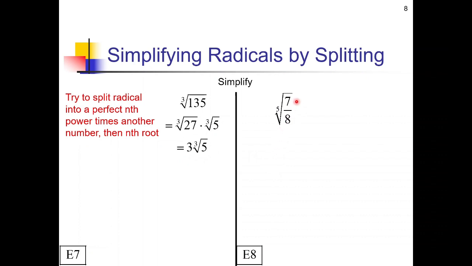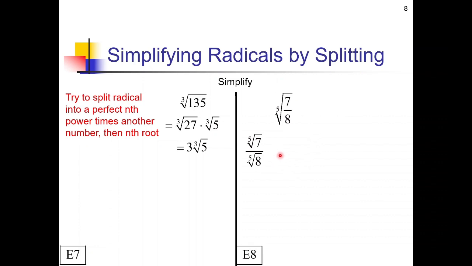Alright, so we'll start this next one together. This one's a little bit trickier. First, we notice that we have a fraction inside a radical, and we know that's a no-no. That breaks the second rule of simplest radical form. But we also know that we're allowed to split this up. So we can call this the fifth root of 7 over the fifth root of 8.